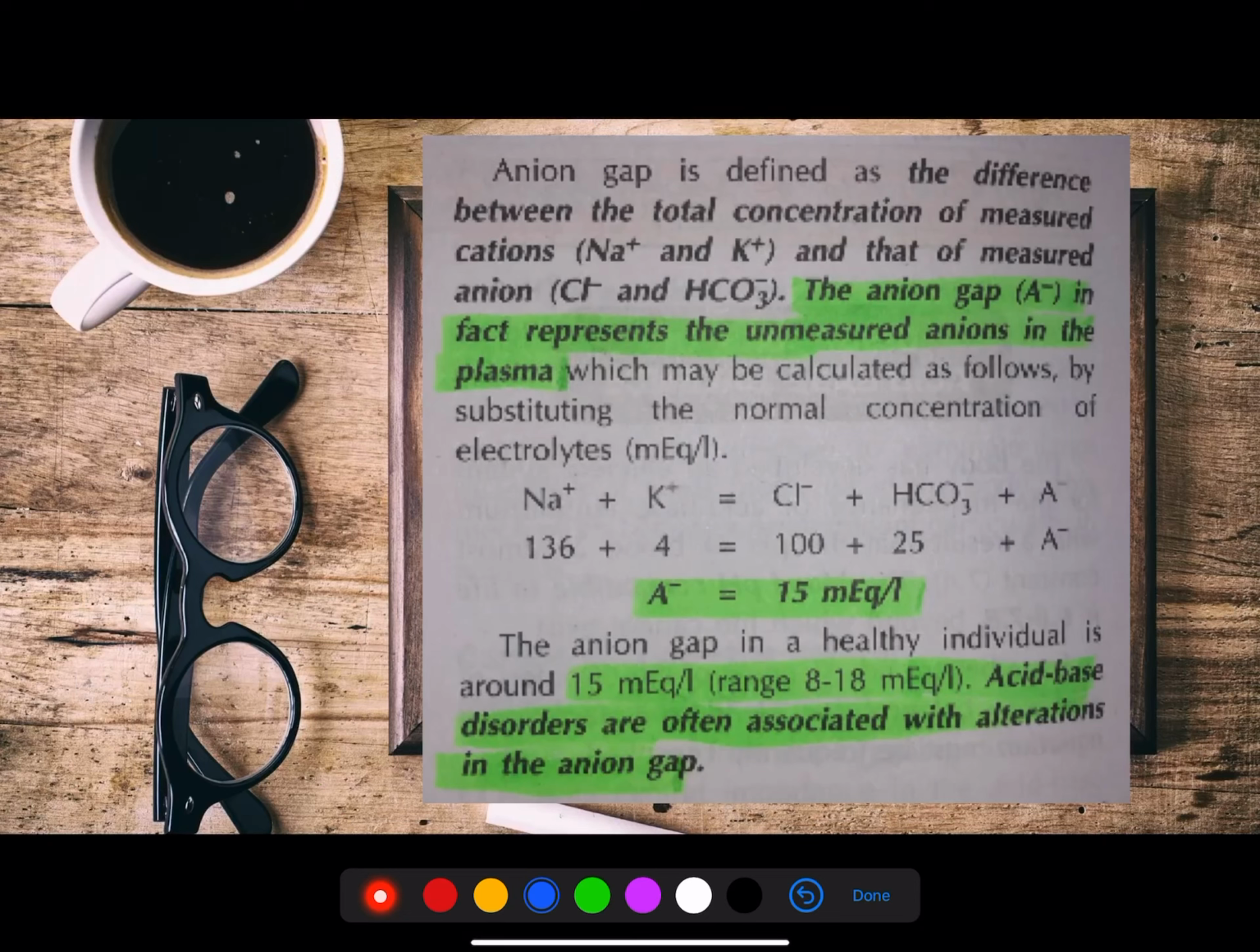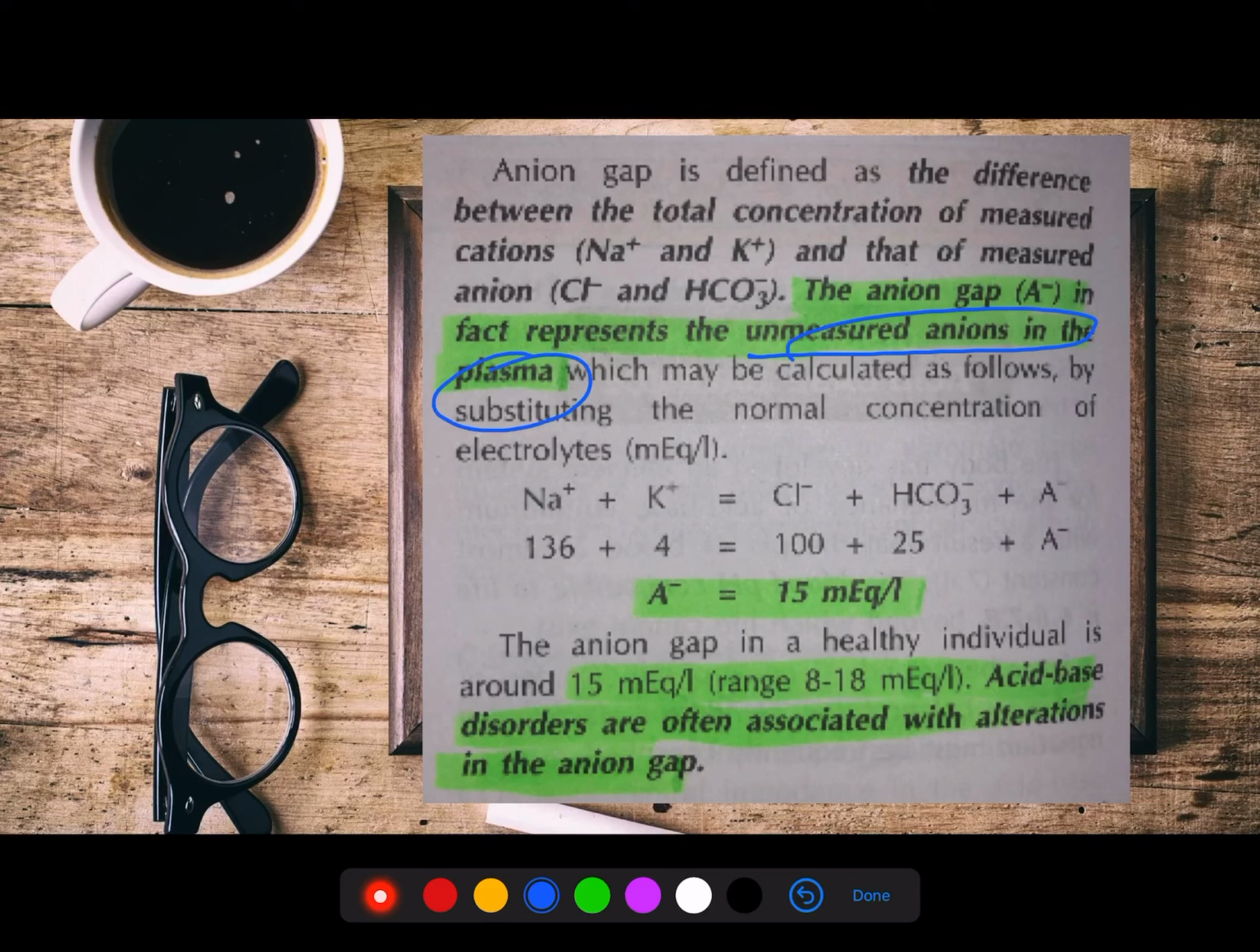The next topic is the anion gap. Anion gap can be defined as the difference between the total number of measured cations on one side and the measured anions on the other side, that is giving the anion gap. Anion gap is nothing but unmeasured anions in the plasma.